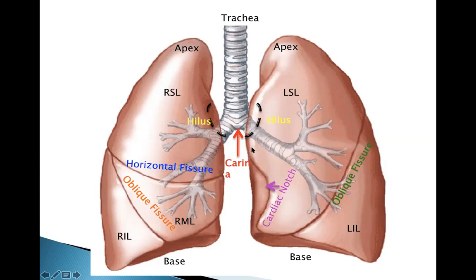And let's see, we can see the carina here, which is the last of the tracheal cartilages and the dividing line between trachea and primary bronchi. And then we have our right middle lobe, right inferior lobe, left inferior lobe, and then the oblique fissure and horizontal fissure. Okay, we're done.